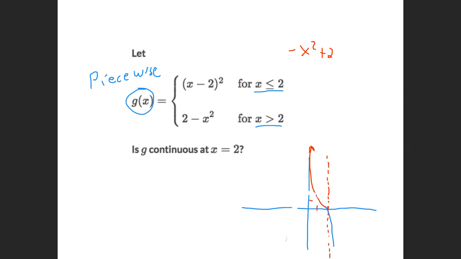Now, it looks like they're connected there. It looks like it's a continuous function, doesn't it? Now, I'm going to check and see if it is a continuous function. Another way of doing these problems is you don't have to graph them out. I mean, that's just the way I do it because I'm more of a visual learner. I could just plug 2 in here. 2 minus 2 is 0. 0 squared is 0. So at 2, this graph is equal to 0. Now, if I put 2 in here, this is going to be 2 minus 4, which is negative 2. So this graph, oh, no, I did this right.